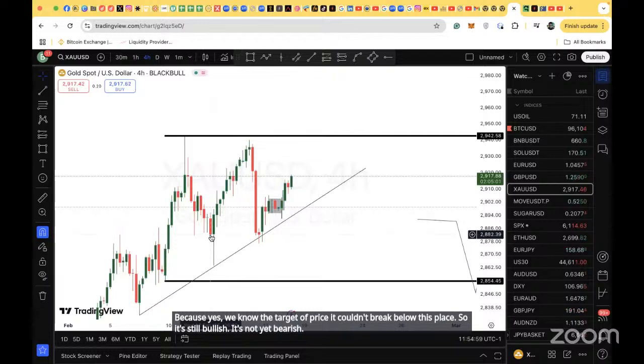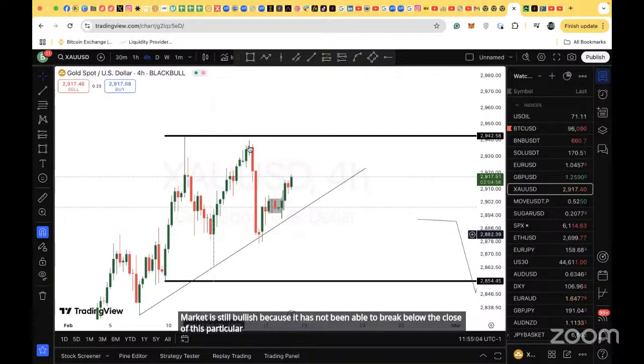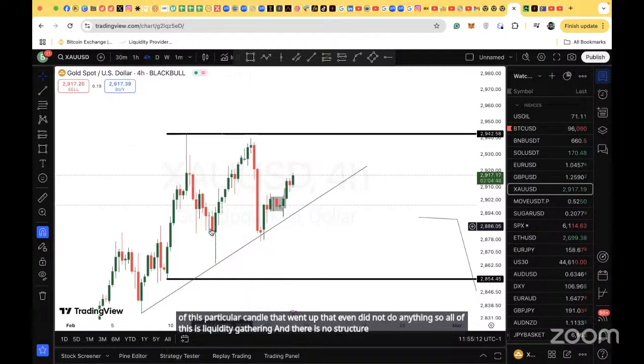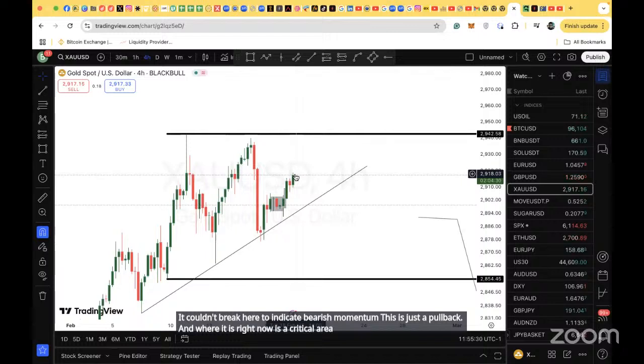The market is still bullish because it has not been able to break below the close of this particular candle that went up, that even did not do anything. So all of this is liquidity gathering, and there is no known structural direction for where the market really wants to go now, majorly. It couldn't break here to indicate bearish momentum. This is just a pullback, and where it is right now is a critical area, the 618 to 786 of the pullback.